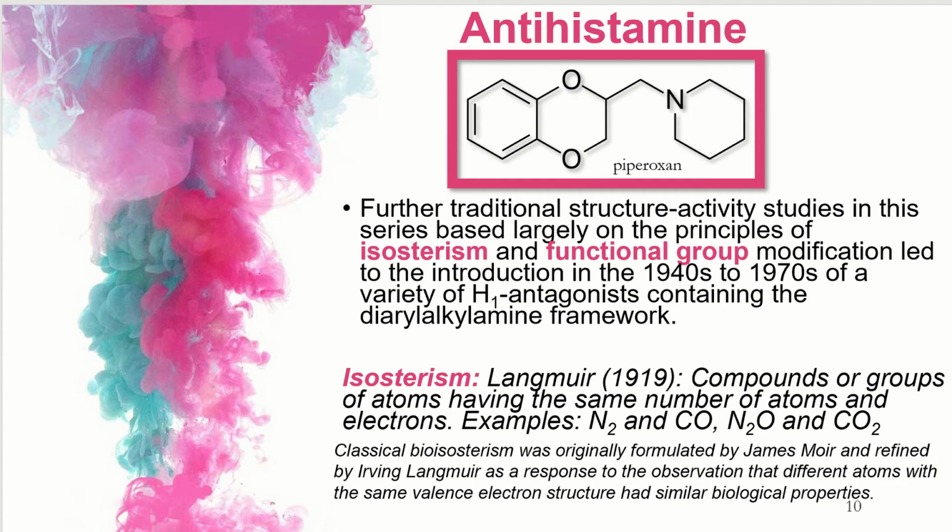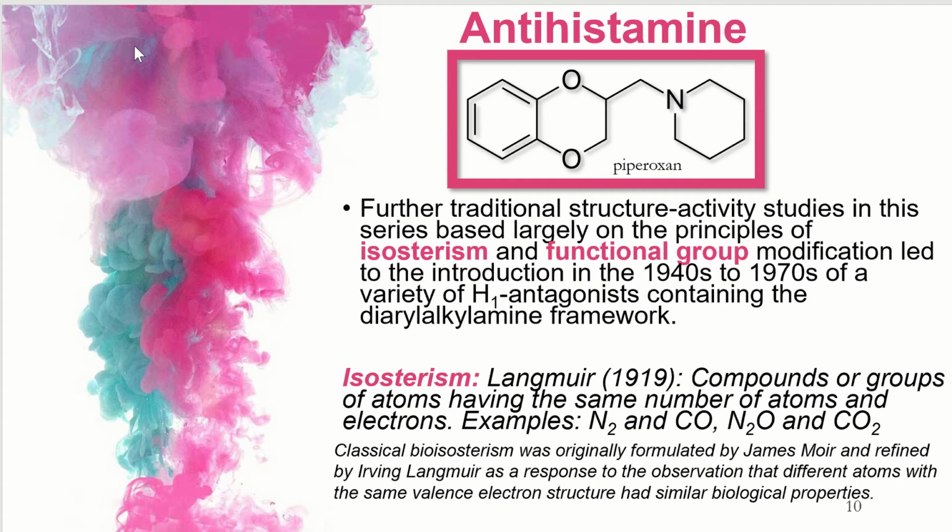But clearly we can see that they have the same number of atoms, 2 in one case, 3 in the other, and then we can add up the number of electrons to see if they are indeed the same. And if they are the same, then they are related by isosterism. And what that means is that if we have a particular compound, we can replace one of these groups with another with the hope that it will have similar activity.